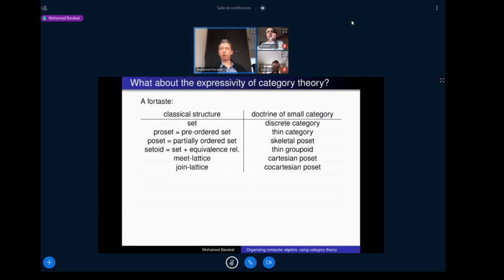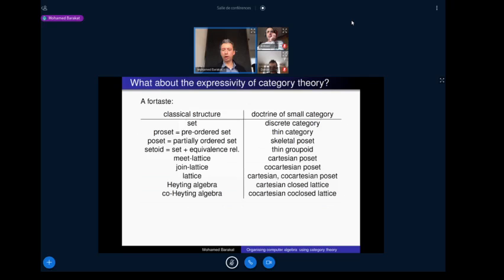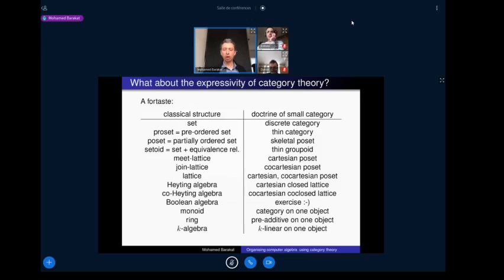A join lattice is a co-Cartesian poset. A lattice is a Cartesian co-Cartesian poset. A Heyting algebra is a Cartesian closed lattice. A co-Heyting algebra is a co-Cartesian co-closed lattice. A Boolean algebra is an exercise. A monoid is a category on one object. A ring is a pre-additive category on one object. A K-algebra is a K-linear category on one object.